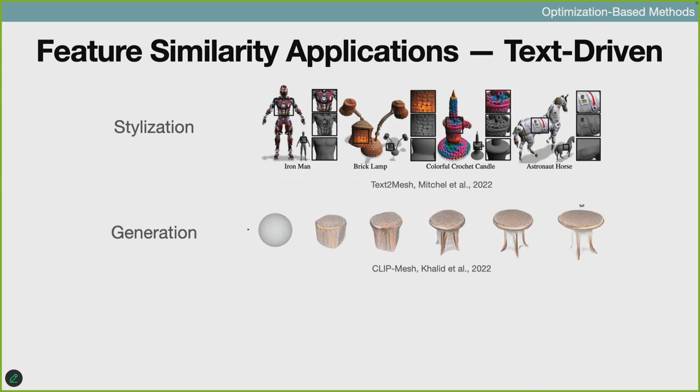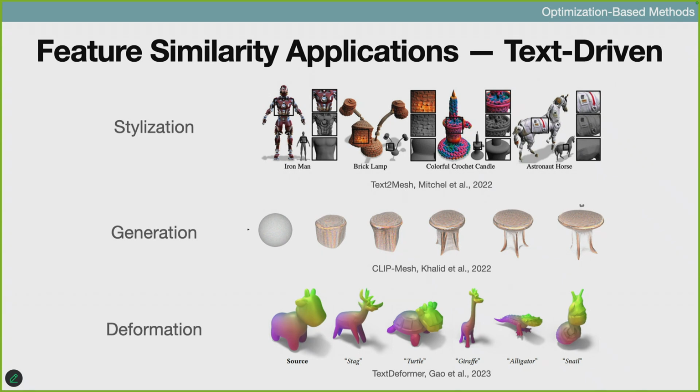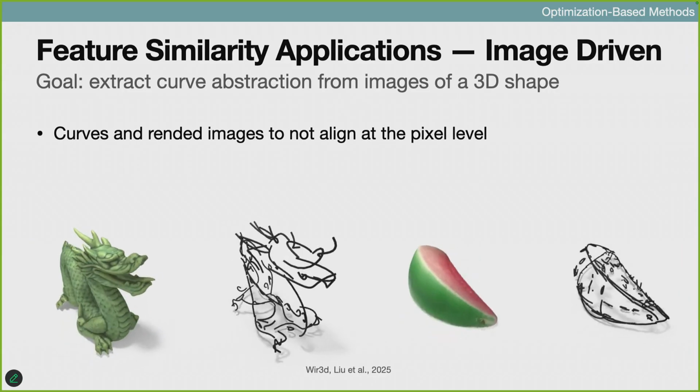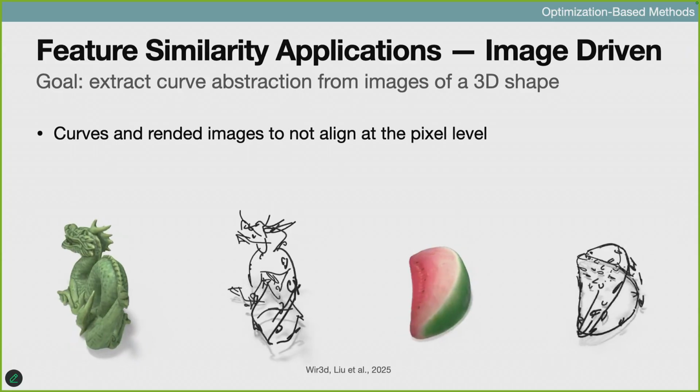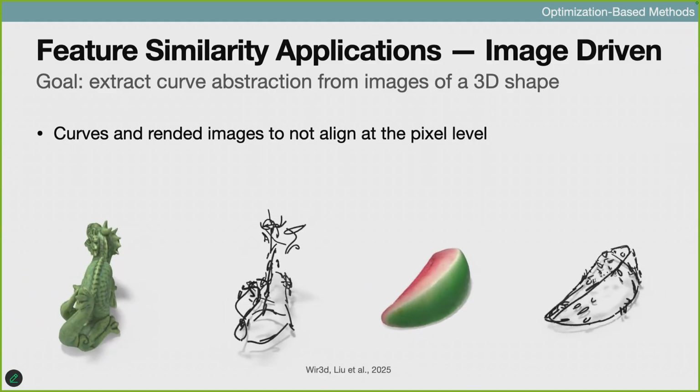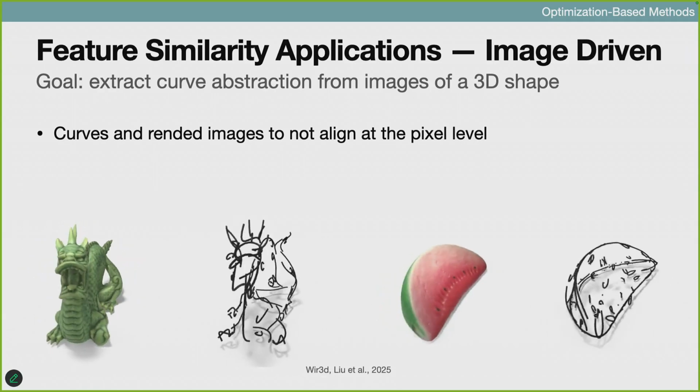Using joint image language embedding models, feature space optimization has seen widespread use for text-conditioned 3D tasks such as stylization, generation, and deformation, and more. Additionally, in cases where we are supervising with image targets, this feature space comparison can also be really useful. This is a recent work from Richard over here. Basically, the goal is to learn to extract a curve abstraction from a 3D shape. The way we do this is we render it from multiple views.